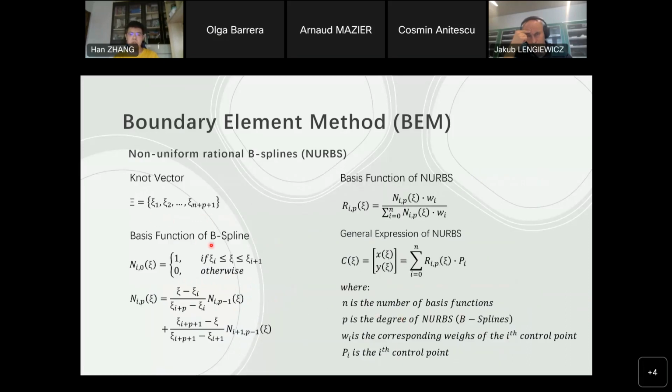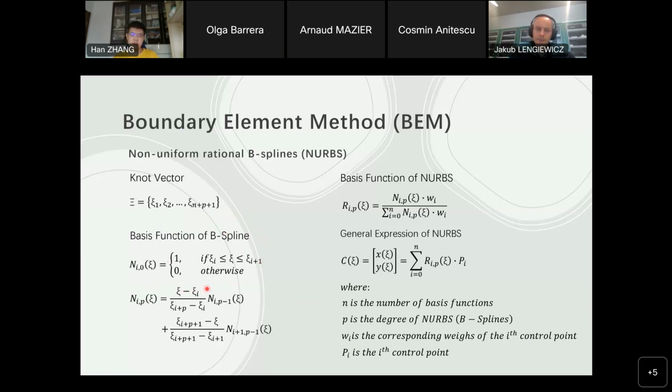Let's go into some detail about NURBS. Firstly, the most important element of NURBS is the knot vector. We denote it as psi in this research. Basically, a knot vector is a series of non-decreasing values starting from 0 with a total number of n plus p plus 1, where n denotes the number of basis functions, also the number of the control points, and the term p denotes the degree of NURBS.